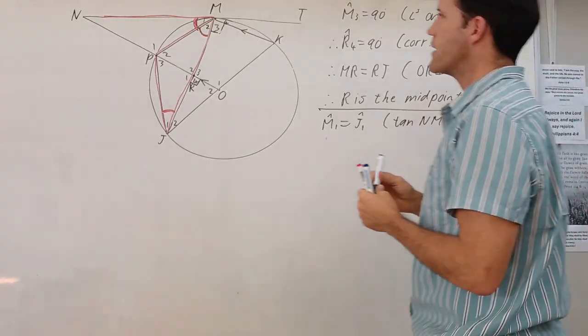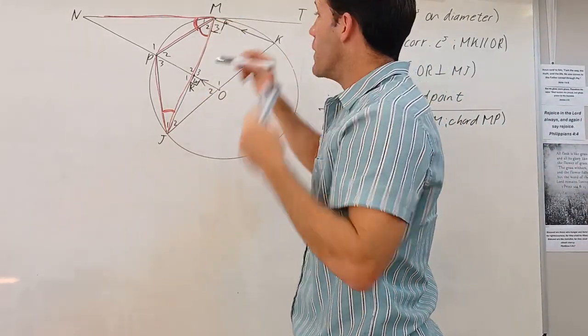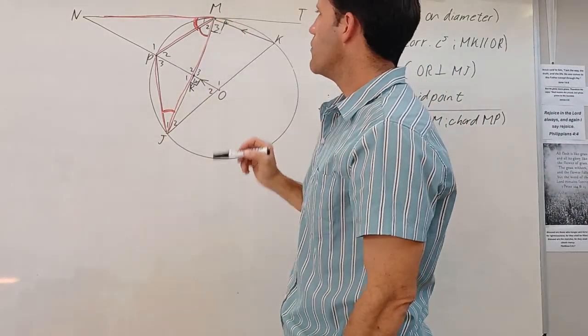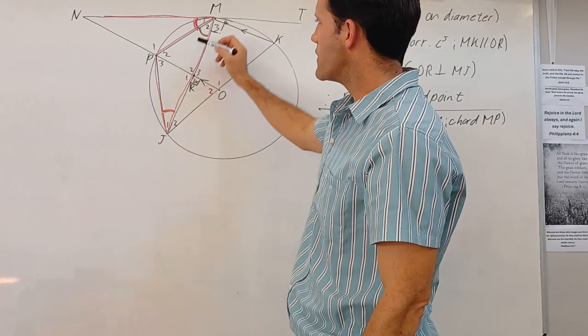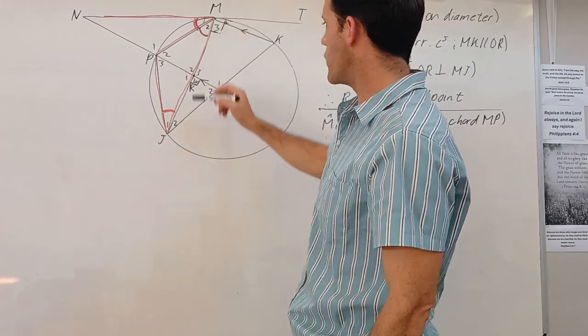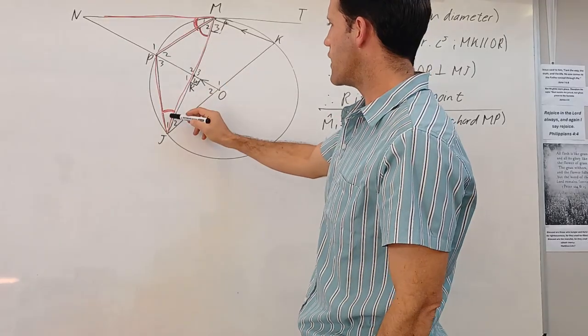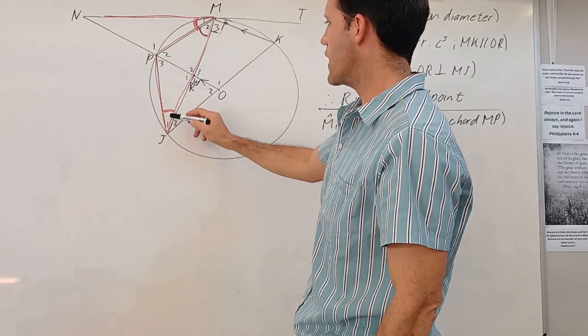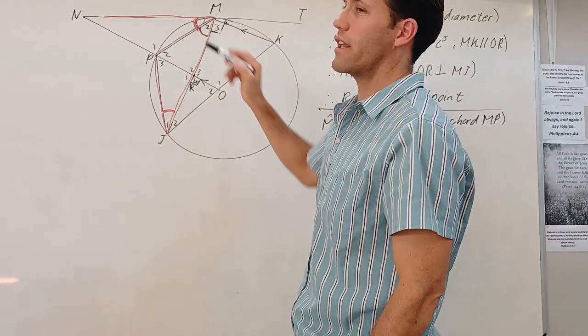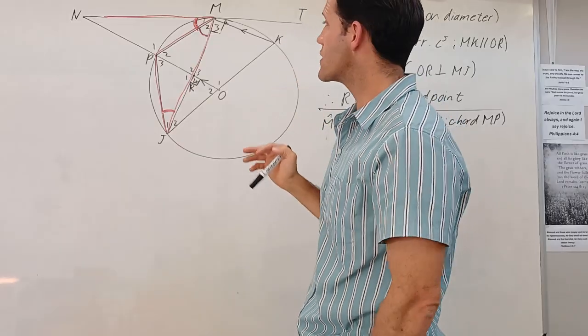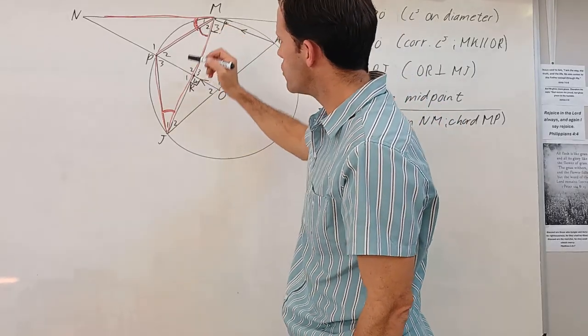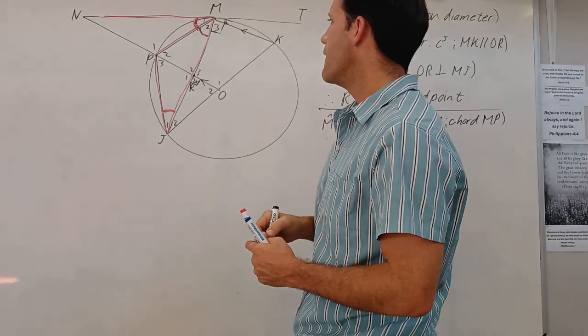Okay, so you agree, we can say that. But now we have to prove that M1 is equal to M2. So now we must prove that J1 is equal to M2. If we can say M1 is equal to J1, and we can say that M2 is equal to J1, then we can obviously say that they're equal to each other. So now we must ask ourselves, how can we show that M2 is equal to J1?